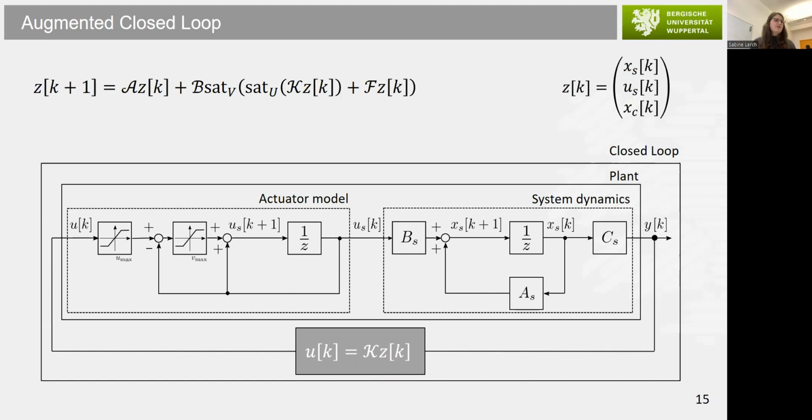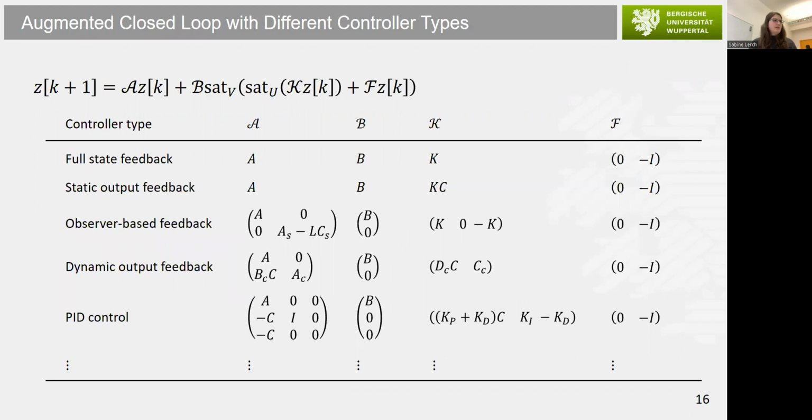The controller could also have internal states, which I for now call XC. So the size of Z can also vary. And this leads to this general state space representation of the augmented closed loop. And hereby the matrices A, B, K, and F depend on the controller type. And there are actually many different controller types that can be defined by the structure. For example, those in the list here.